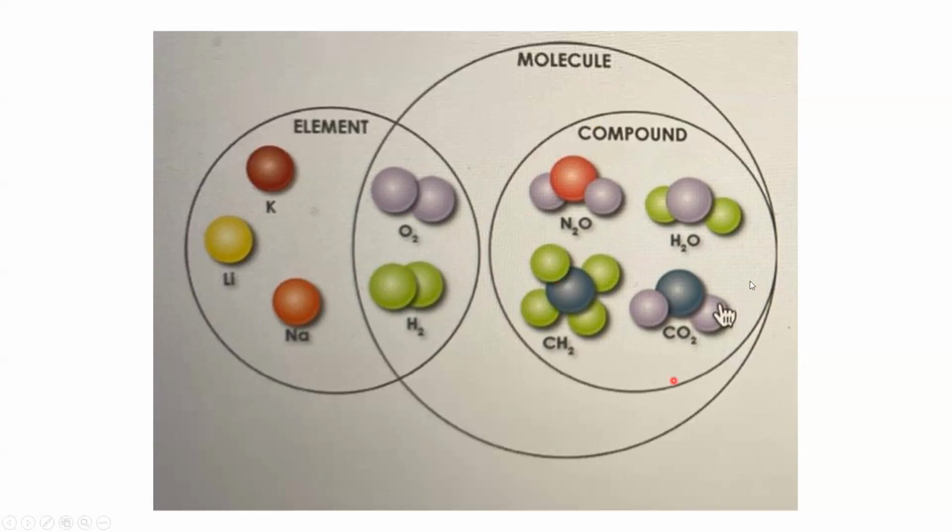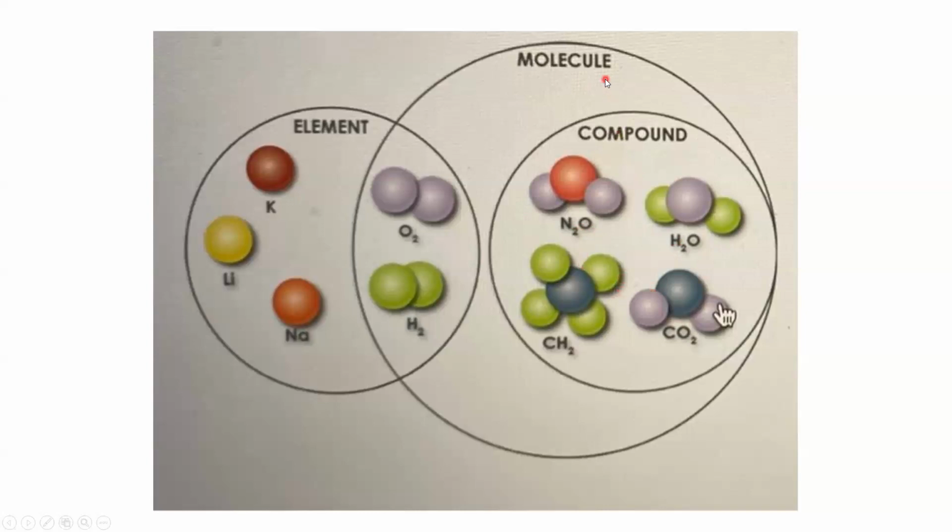But within this molecule circle, we've got an even smaller one known as compound. And then notice there's no overlap between element and compound. So a molecule could be an element, a molecule could be a compound, but an element and a compound will never be the same thing, because in this case, with the compounds, it's only 2 elements for each, but we could have 3 elements, we could have 4 different ones, but we're taking different elements and combining them together. So nitrogen and oxygen again, hydrogen, oxygen, and so forth.